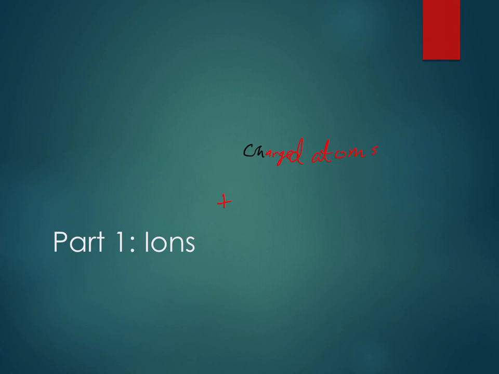They can either be positively charged or negatively charged. When they're positively charged, they've lost electrons. When they're negatively charged, they've gained electrons.